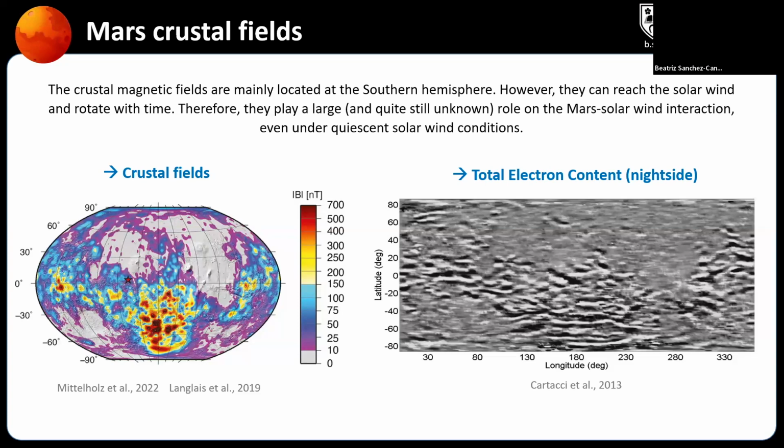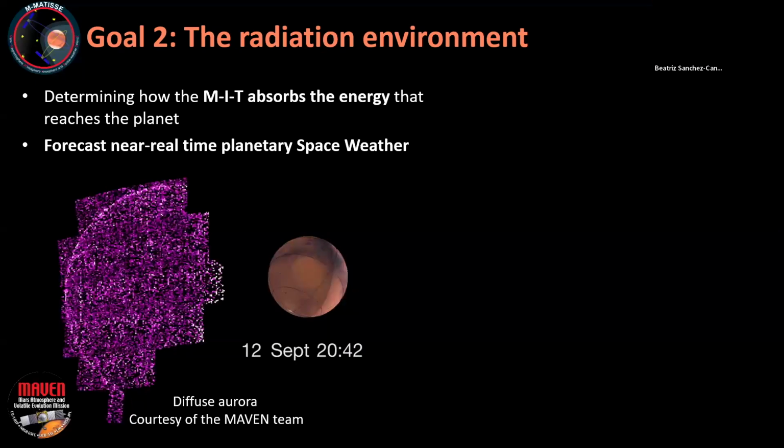So the full ionosphere, on top of everything else, really varies with what happens with the crustal fields. So there are more inputs of variability than we could imagine, even if the planet is smaller than any of the other inner planets in the solar system, with the exception of Mercury. So that's for the first goal.